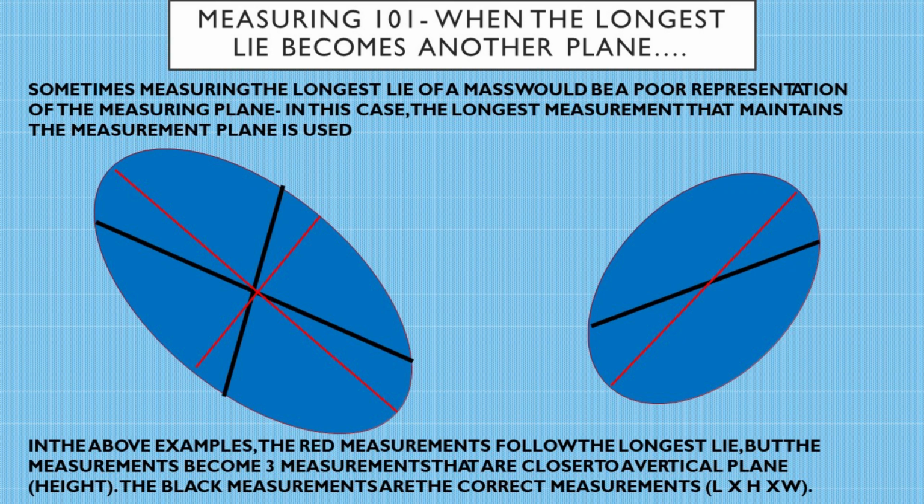So in these examples, the red measurements follow the longest lie, but they're just really far away from a true horizontal and a vertical plane. So these three measurements no longer are following length and height and width planes. What you need to do is use reasonable judgment. The black measurements make the mass measure a little bit less, but they're really closer to what a true length and height and width plane would represent. So in this case, the black measurements are what you would want to do for this mass.